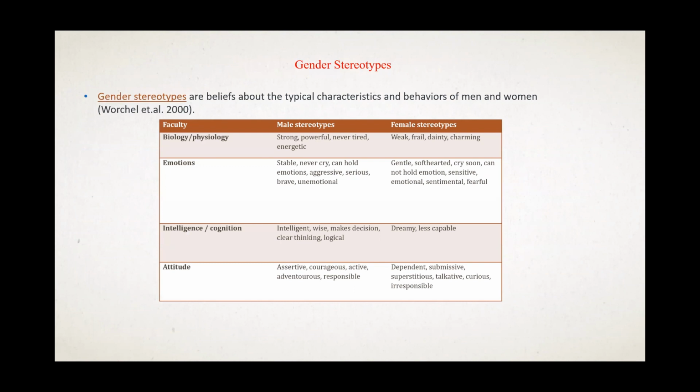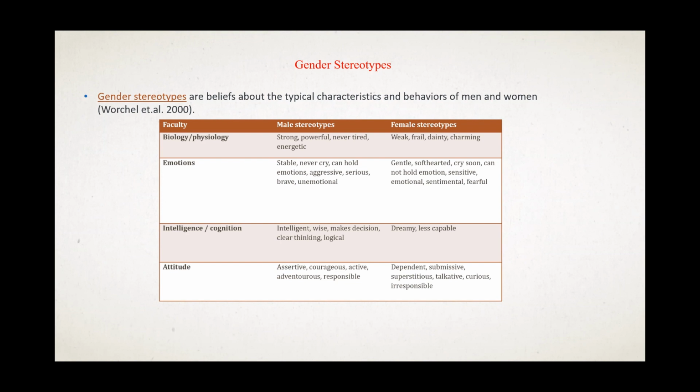Last, we will be learning about gender stereotypes. They refer to the beliefs about typical characteristics and behaviors of men and women. Based on biology or physiology, emotions, intelligence, or cognition, we can see various gender attitudes or stereotypes being held in society.